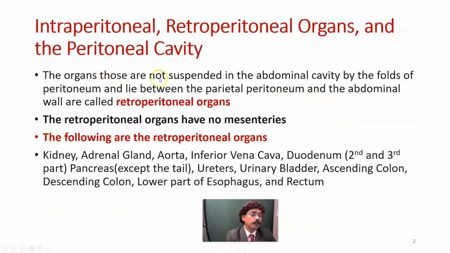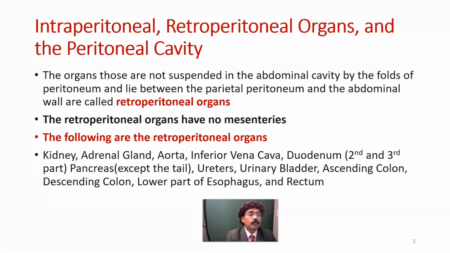So, what are the retroperitoneal organs? The organs that are not suspended in the abdominal cavity by a fold of peritoneum and lie between the parietal peritoneum and the abdominal wall are called retroperitoneal organs. The retroperitoneal organs have no mesentery. Some of them had mesentery in early intrauterine life, but it is lost. The organ is fixed to the posterior abdominal wall, so the mesentery has been lost.